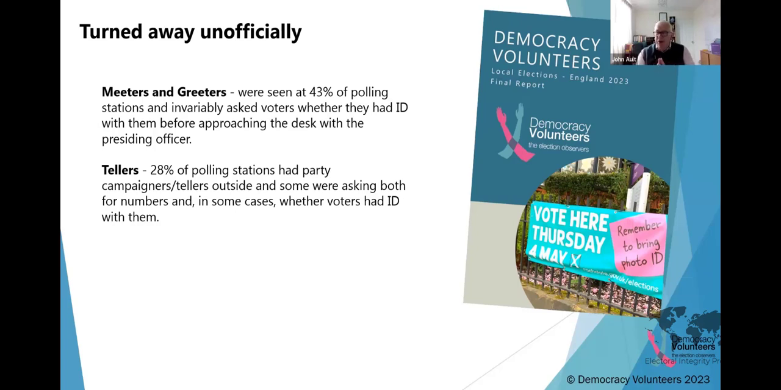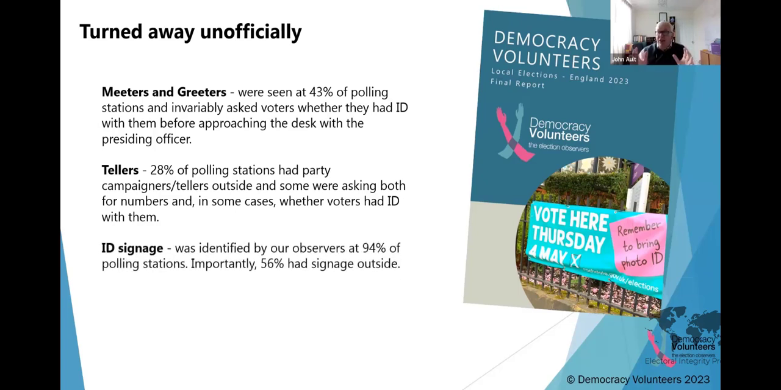And then I think there's also the one that isn't mentioned, but is pretty blunt on the front page of our report, which is that the Electoral Commission did a great job of actually increasing people's awareness of the policy. Part of this was done by having big signs outside polling stations, as you can see that one in Rochdale on the front page of our report. And we identified signage at 94% of polling stations about ID. Importantly, 56% had signage outside. So whether there were tellers or not, there were lots of signs outside polling stations saying, have you brought your ID with you? So another group of people would have been turned away softly without making it to the desk. So I think some of the conversation around this has to be not just the data-driven conversation, but something about what's going on in the environs of polling stations as well.